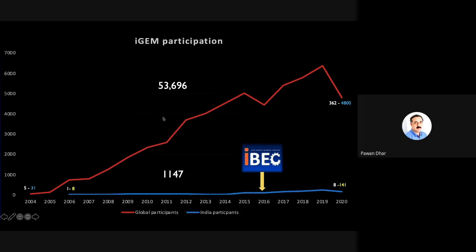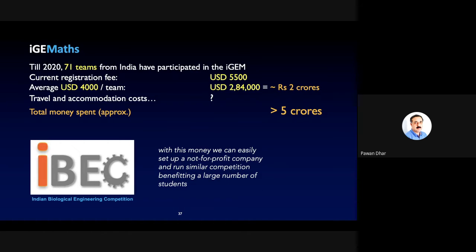As you can see, over a period of time, more than 50,000 people have participated. And from India, more than 1,100 people have participated in this. More people were supposed to participate, but they withdrew the application at the last minute because of financial or other reasons. If you look at the maths, so far 71 teams have participated. Of course, the same team have come many times over, so there is an overlap here.